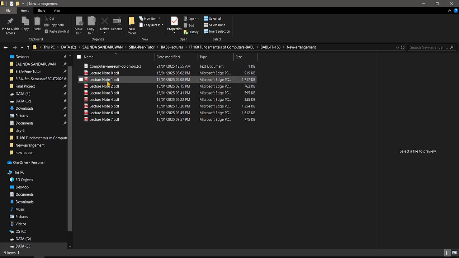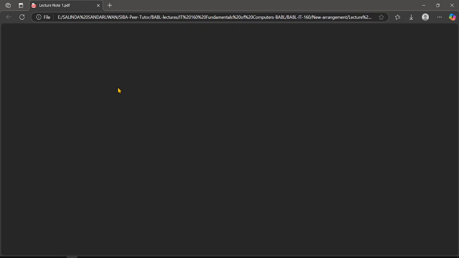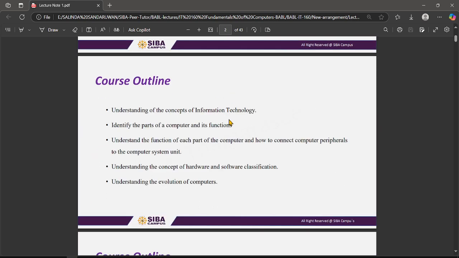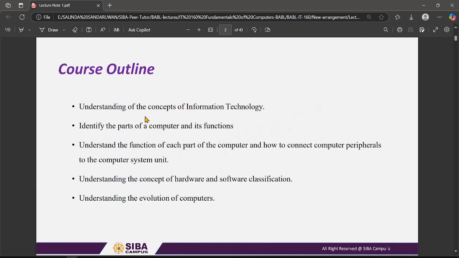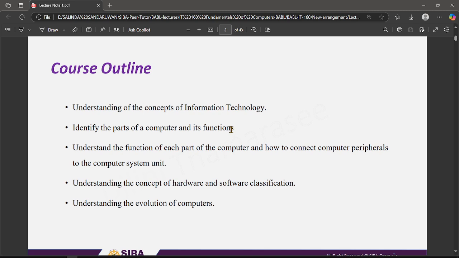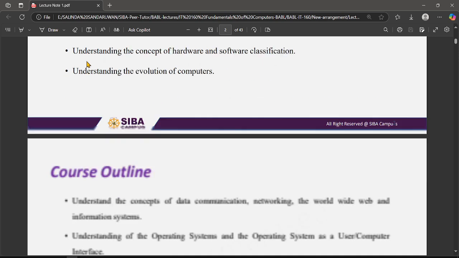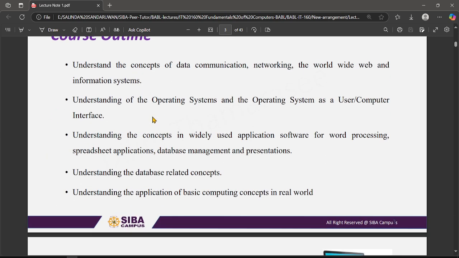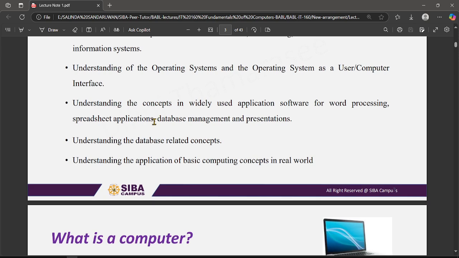We'll move on to the first one. That was a quick introduction, and now we'll move on to this. Here we are going to talk about the parts of the computers and some basics of computer software. No need to read these things, but if you wish, you can read it.